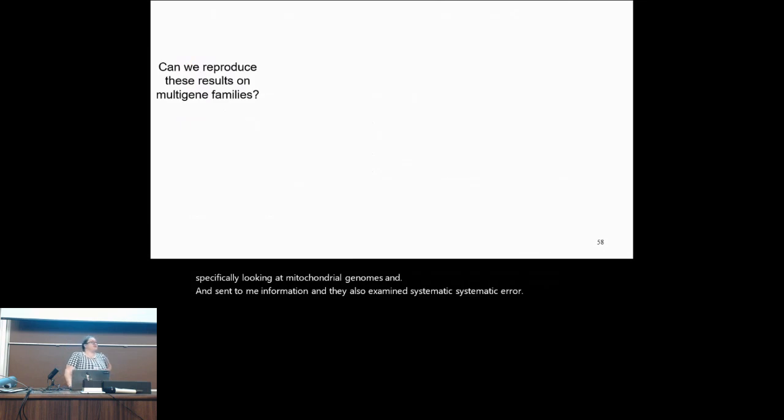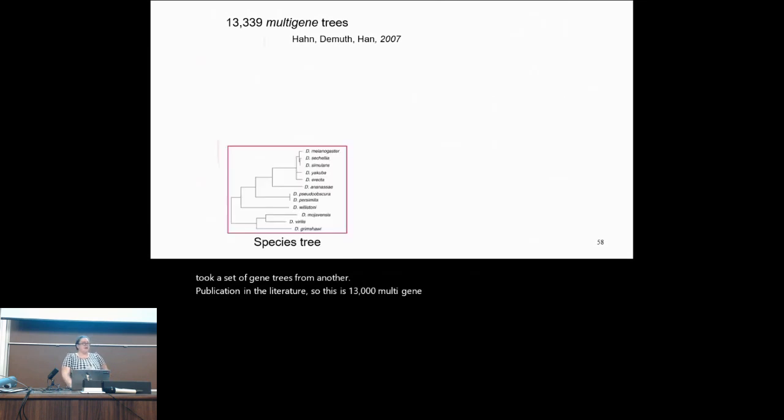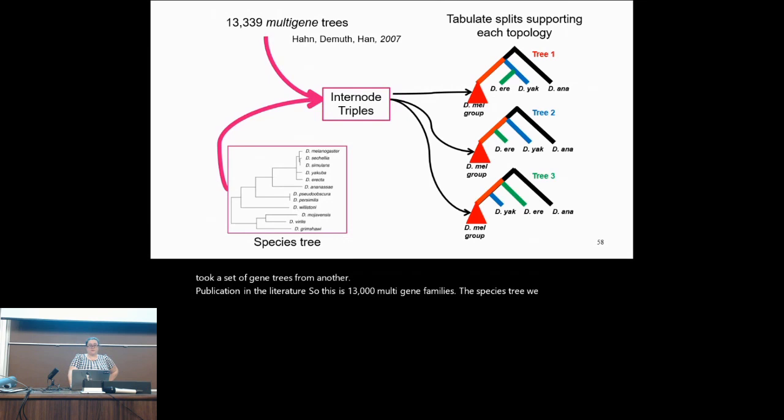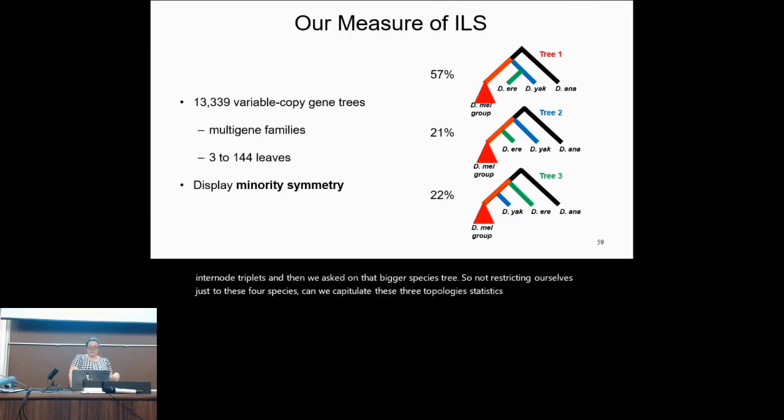Can we reproduce these results on multi-gene families was our question. And so in this case, we took a set of gene trees from another publication in the literature. So this is 13,000 multi-gene families. The species tree, we did our internode triplets, and then we asked on that bigger species tree, so not restricting ourselves just to these 4 species, can we recapitulate these 3 topology statistics, right? And again, these gene families had anywhere from 3 to 144 members, and this is in, I believe, 12 species.